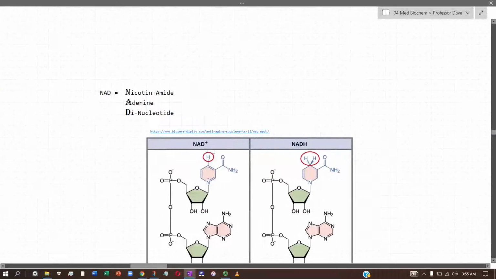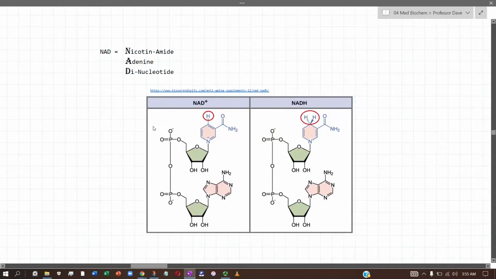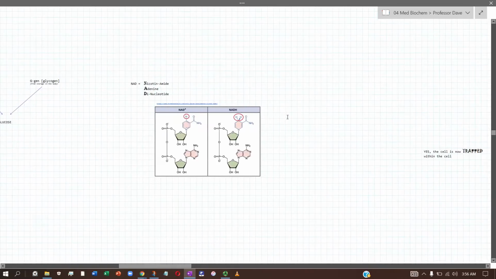Something important to point out is this molecule, NAD, which stands for nicotinamide adenine dinucleotide. There are two nucleotides. There's one nucleotide, and here's the other one, dinucleotide, and they are linked to create NAD. Here are the two forms of it, NAD+ with a plus charge, and NADH with a neutral charge. That will become important later.